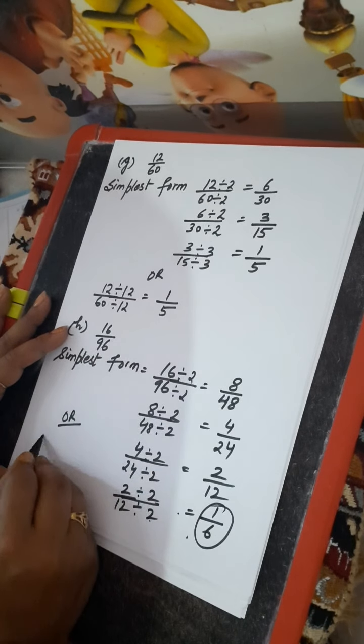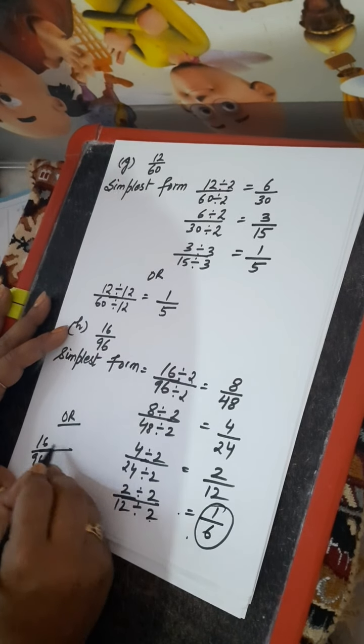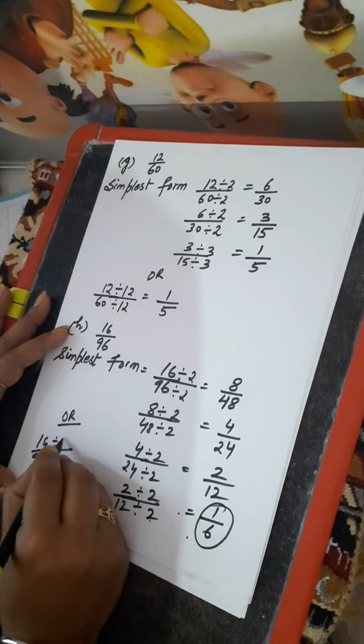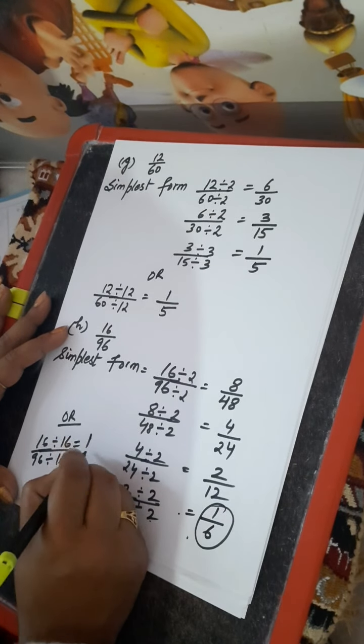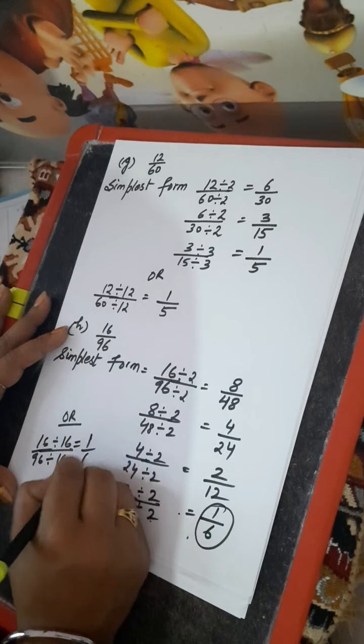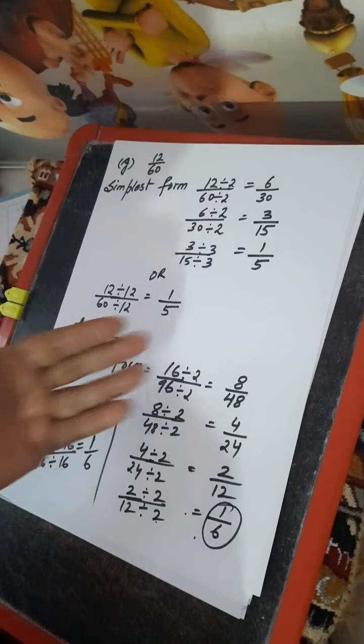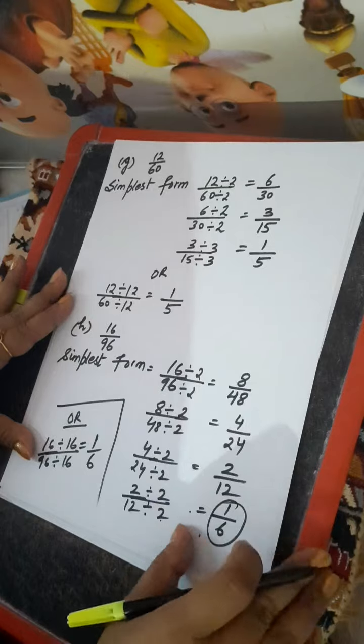Or you can also solve like this, 16 upon 96. Both are divisible by 16. 16 divided by 16, that is 1. 96 divided by 16, that is 6. So it's up to you. You can show in steps also.